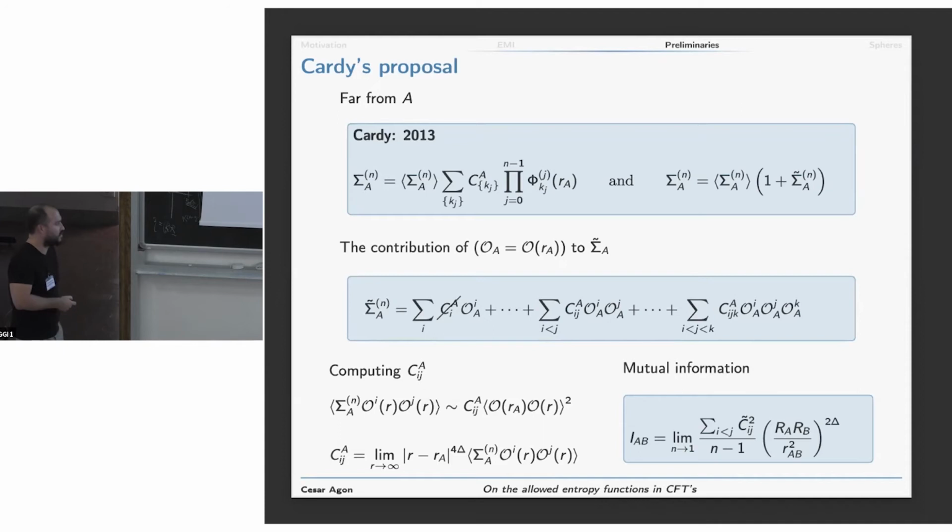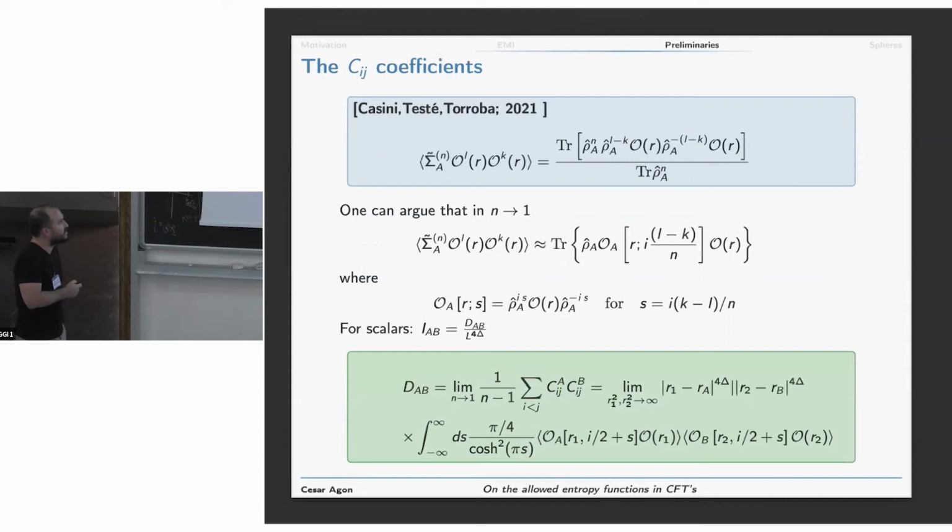Okay, but today I'm interested in this correlator, because now I would like to present a formula that was recently developed by Casini, Testé, and Torroba, which I found extremely interesting. These people basically told us how to compute this type of correlator for arbitrary regions A, and actually how to compute the coefficient that appears in the mutual information for any arbitrary operator of this type, for the contribution of any primary operator of this form. And the basic formula is this one.